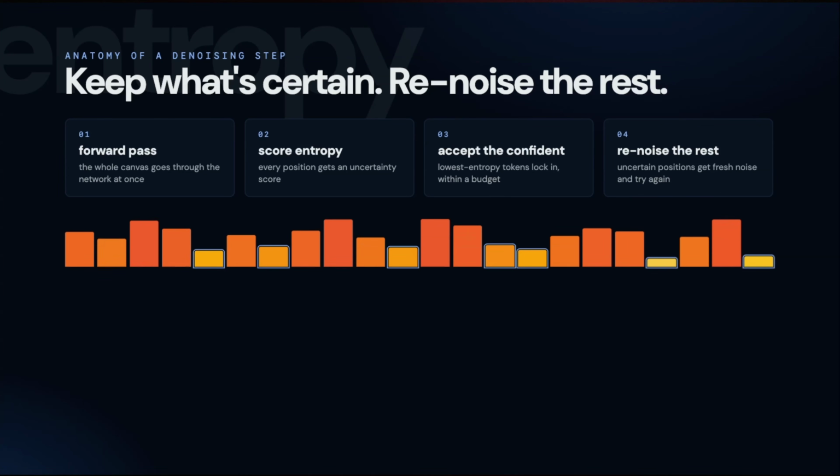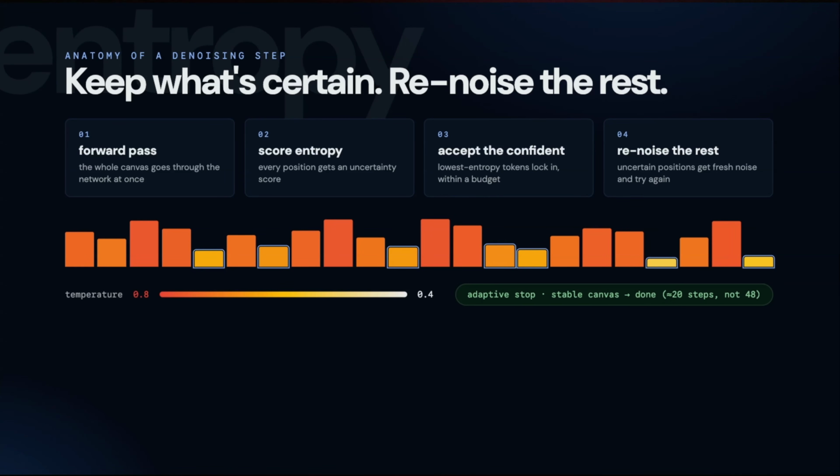Now, here's that as a picture. The outlined bars are the few that made it under the entropy budget this step. The tall red ones stay in play. Now, there are 2 refinements that make it practical. The temperature cools from 0.8 to 0.4. This is basically early exploration, but late commitment. And when the canvas stops changing, it just stops. In practice, that's around 20 steps, not the 48 steps that are allowed here.